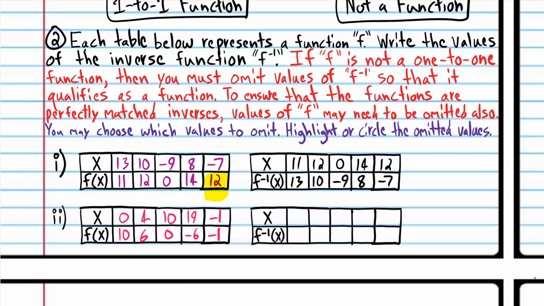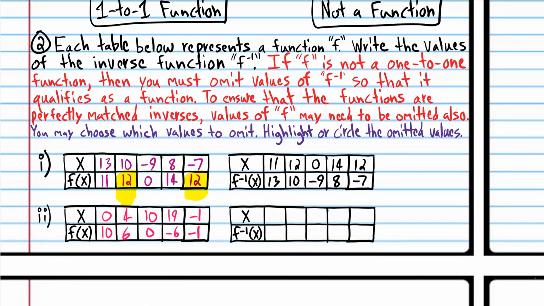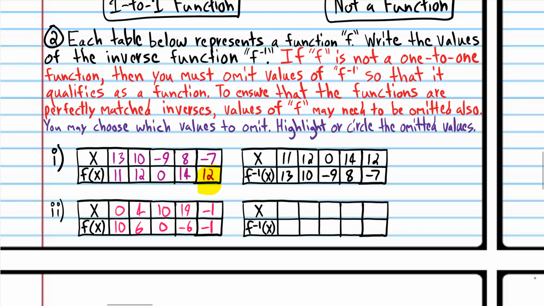So we see here that this is actually not a 1-to-1 function. So that means when you find the inverse function, you see we have repeated x values, which means that this is not a function. So what we have to do is omit certain values. We can omit these values, or we can omit these values. You can choose whichever omission you want. I'm going to choose to omit this one. And if I omit that one, I have to omit this point on the original function also, because we want these inverse functions to be perfectly matched.